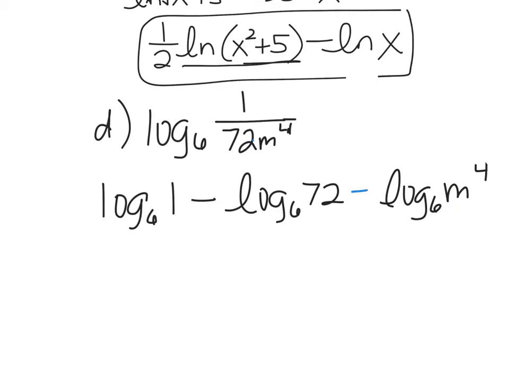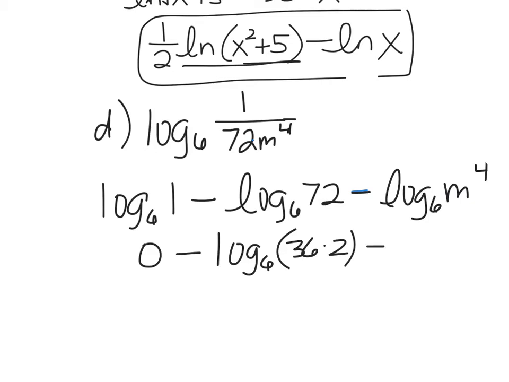Minus. Wrong color. Now we've got to simplify. What is log base 6 of 1? 0. Good. And then this, 72. Is that bothering you at all? It's kind of a big number. Like, why 72? Well, they gave you 72 because it's 36 times 2. Yeah. You got to look for those. They're weird. And then minus, we'll bring that 4 down.